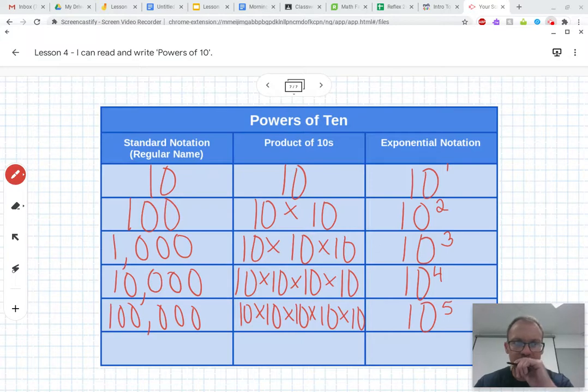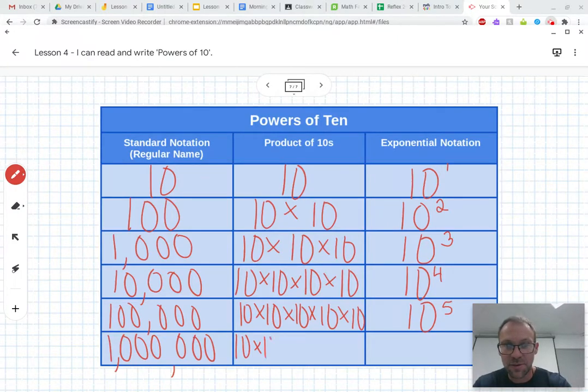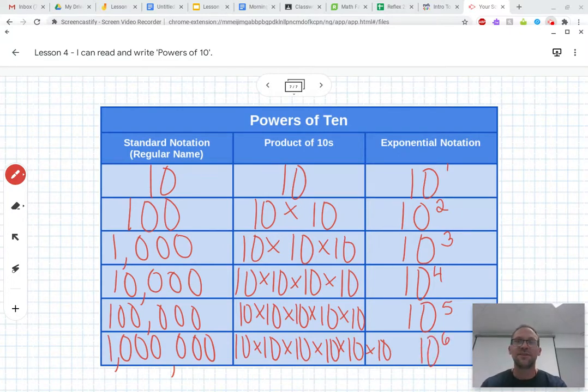Let's see here. The number is going to be 1 million. Did you get that part? That's 1 with 6 zeros behind it. And the way we write that as a product of tens, sort of like a number sentence that is all tens, is 6 tens. 1, 2, 3, 4, 5. Oh, I got to go into the next box. 6. And in exponential notation, we're using 10 as the base, and we're multiplying it by itself 6 times. So we call that 10 to the power 6. That's equal to 1 million.